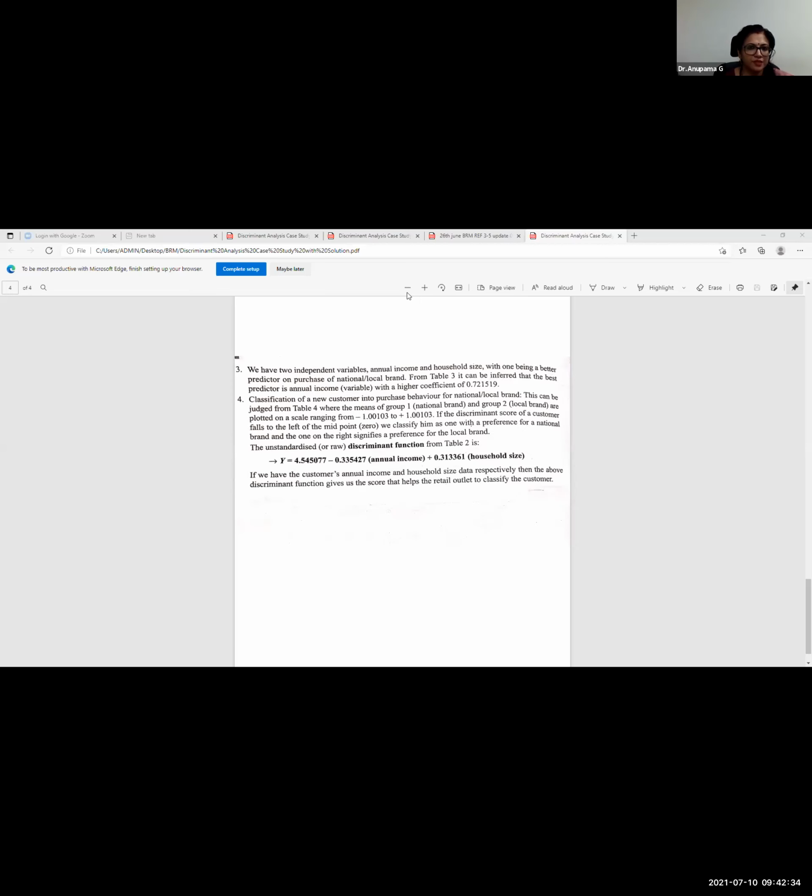So how do you interpret the discriminant function coefficient? How will you understand that? You have to go back to the theory and understand in what situation the discriminant function is used, the theoretical aspect of the discriminant function. So let me put it up for you. Kindly see this.